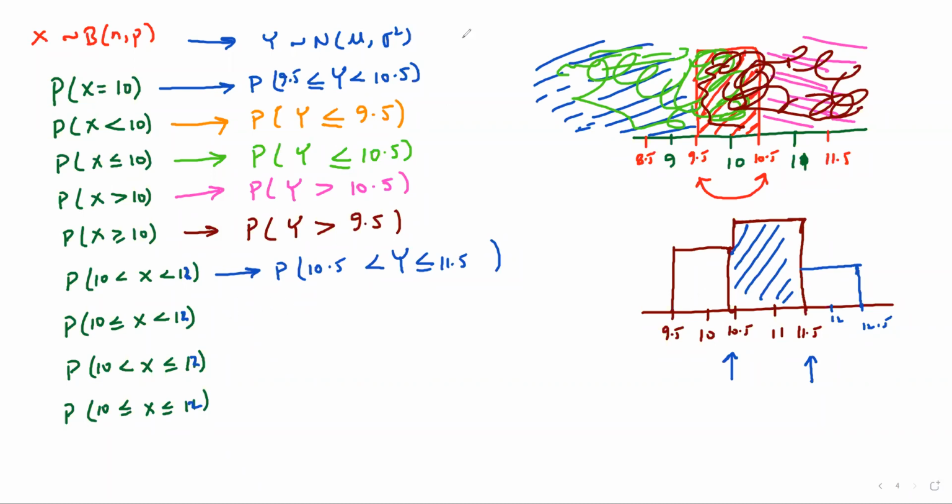Now look at this one here, between 10 and 12. Now this 10 is included, but this 12 is not included. So this means we're going to start from here and remain up to this over here, before the 12, including all of the 10. So this would be between 9.5 and 11.5.